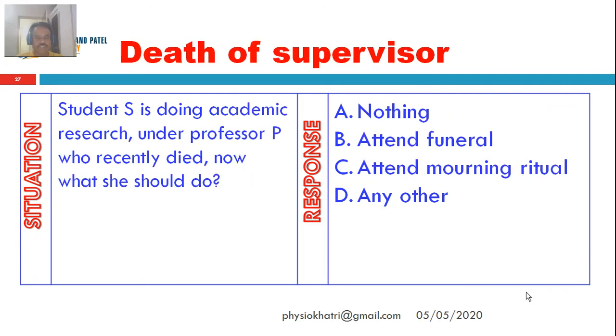Death of supervisor. Sometimes this is an unforeseen kind of situation. Student S is doing academic research under Professor P, who recently died. Now what should she do? Do nothing. That's a funny option. Attend funeral, attend mourning rituals, any other? Okay, this situation is not in your hands. Once the supervisor has died, it becomes the university's duty, otherwise the admin people's work, to appoint another person, maybe a caretaker, otherwise another full-time supervisor for you.